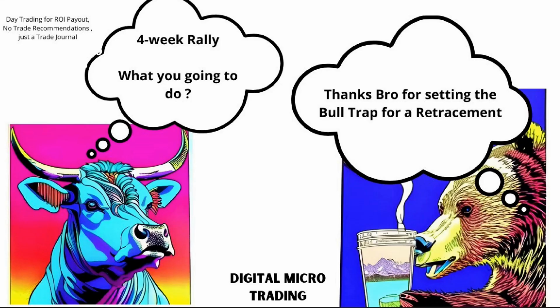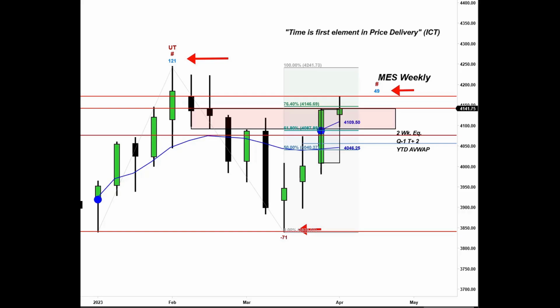So the conclusion after going through the charts is, after a 4-week rally, what's going to happen with price, and I'm looking for a mild retracement. That's the bottom line. So let's go to the charts to prove that theory out. All right, this is my weekly time model for the journal.